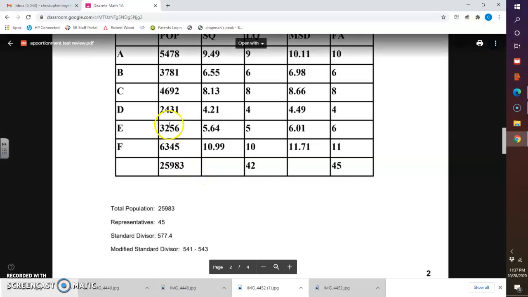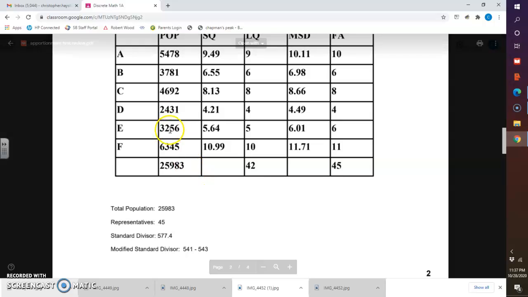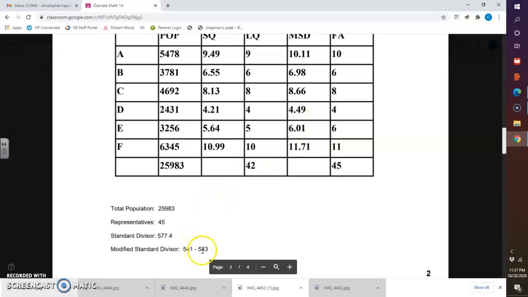My best guess is I think E would get the last vote or last extra rep. So if I take E, 3,256, and I divide it by 6, which is what I want my modified standard divisor to be, that'll give me a modified standard divisor to work with. Really, any number between these 2 will work.